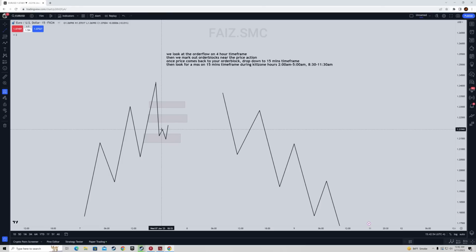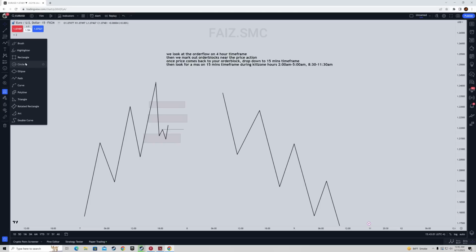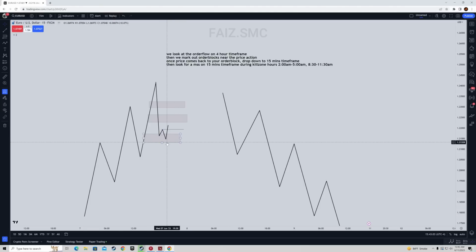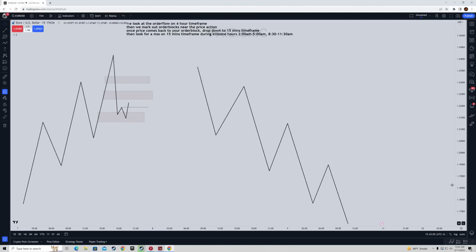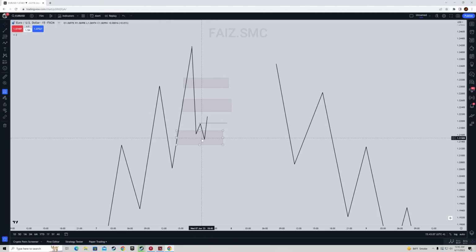So let's say you get this market structure shift, okay, and you have the order block here. So what is an order block? It is consecutive bearish candles in this example. So let's say this whole move to the downside was consecutive bearish candles. So that would be my order block. But let's say we had a bearish candle, and then a bullish candle, and then a bearish candle and a bearish candle, and then a move to the upside that broke market structure here.